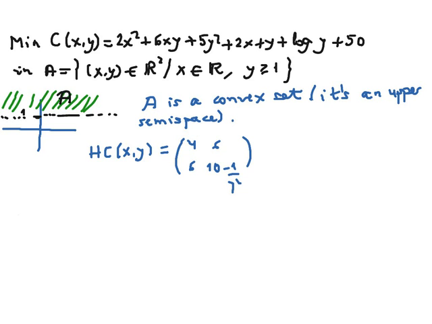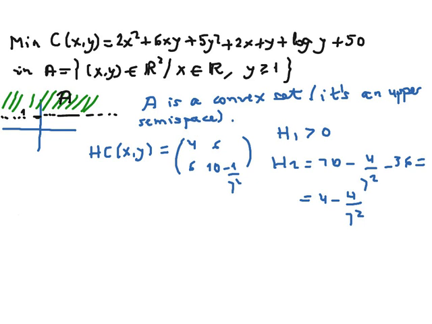Then to study if the function is convex or concave, we come back to the Hessian matrix at any point, and now we study its eigenvalues, which are, the first one is positive, and the second one is 40 minus 4 over y squared minus 36, equal to 4 minus 4 over y squared.